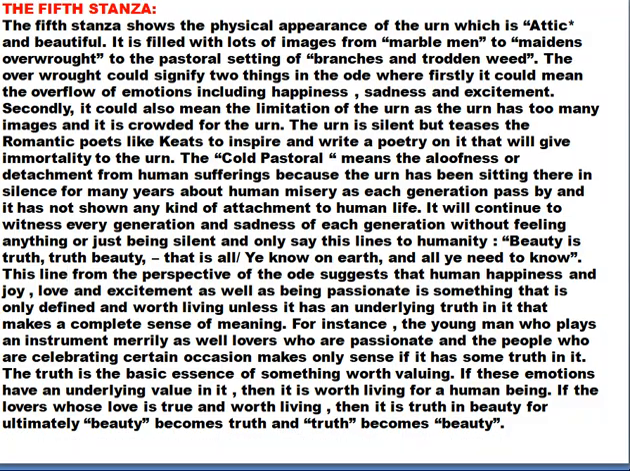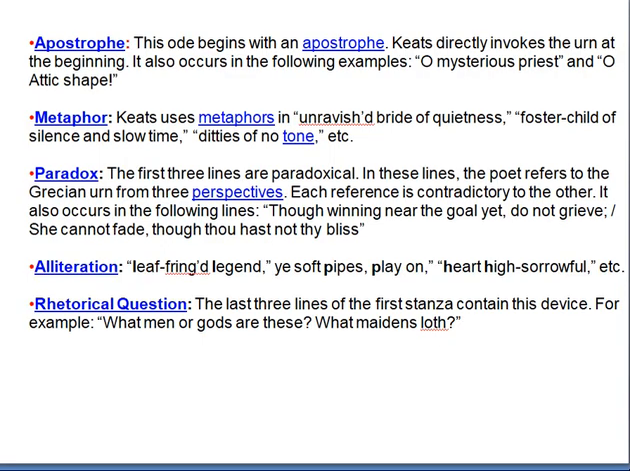Now, talking about the poetic devices, the literary devices which are used by John Keats in this poem. Apostrophe. This ode begins with an apostrophe. Keats directly invokes the urn at the beginning. It also occurs in the following examples: O mysterious priest and O Attic shape. Now, these are very good examples of apostrophe. Metaphor. Keats uses metaphors in unravished bride of quietness, foster child of silence, slow time, ditties of no tone, etc.